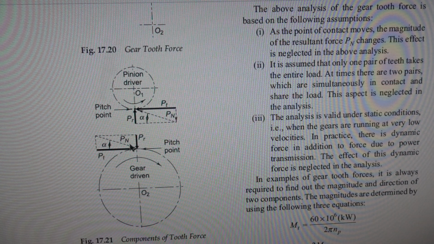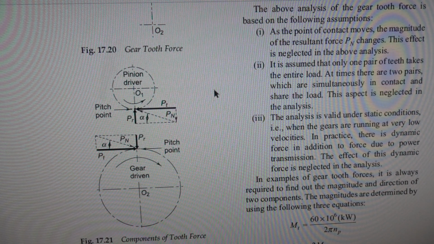PT, this tangential force, is the main cause of the transmission of motion, and you can get the torque by PT multiplied by this radius. For the pinion, if PT acts in this direction and PR in this direction, then on the gear the directions of PT and PR should be opposite to these. The force diagram on the gear and on the pinion is shown in the figure.